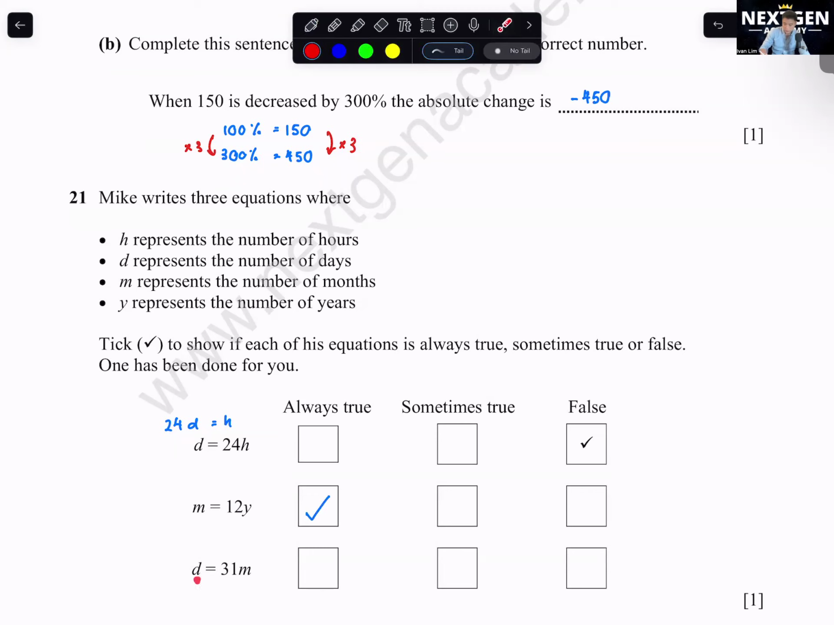Okay, how about this? D equals 31M. Is it always 31 days for every month? Sometimes true, right? So it can be true, it can be false, because some months have 30 days, some have 28, sometimes 29.